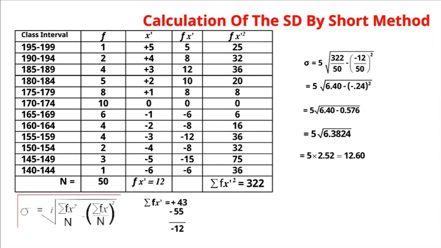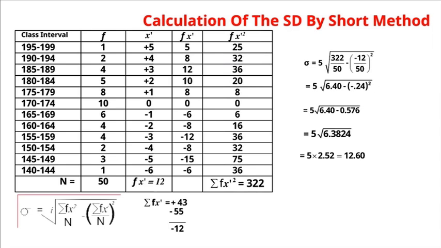Now, what do you want? You want Fx dash. So, these are plus, these are minus. The plus values total 43 and the minus total 53. Subtract, it comes to 12. So, the value of Fx dash is now minus 12.